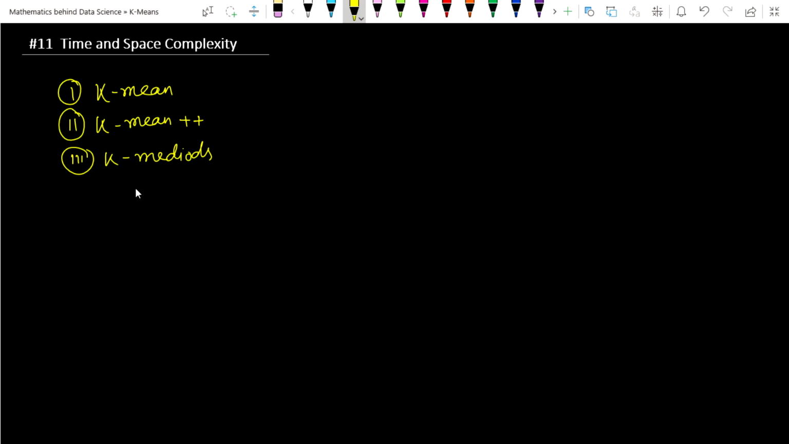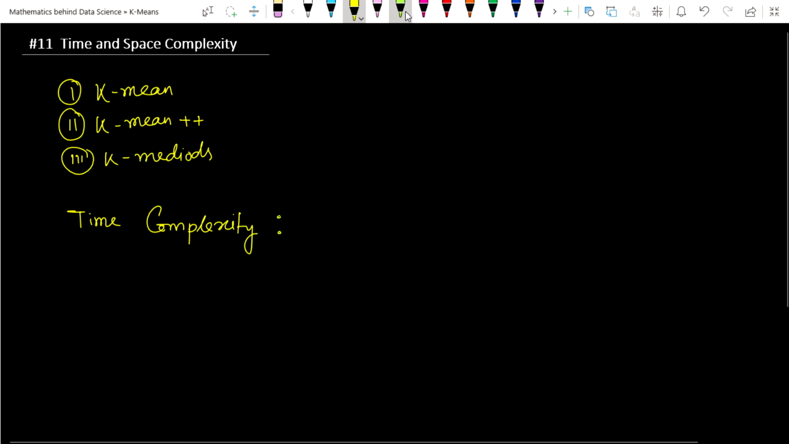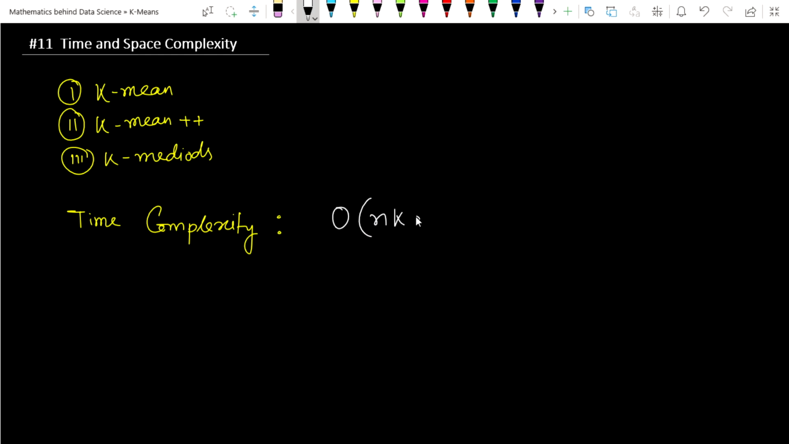For the k-means algorithm, the time complexity is of the order of n k d i. Let's now try to understand step by step why this happens.